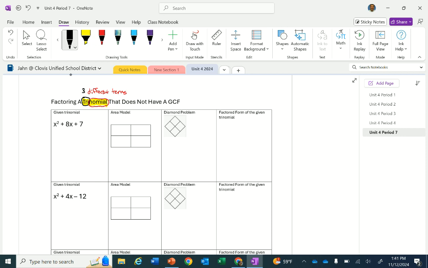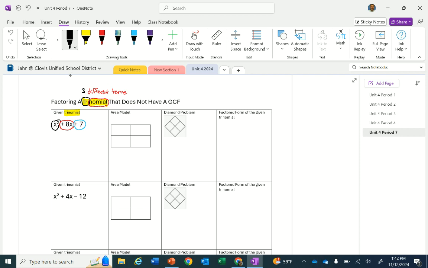As you can see in my first example right here, we have this trinomial. The different terms are the x squared term, which is different from the positive 8x term, which is different from the positive 7 term. So we have 3 different terms, x squared, 8x, 7. That makes this a trinomial. So here's how we factor trinomials. We're going to go over the process of what we do to factor trinomials.